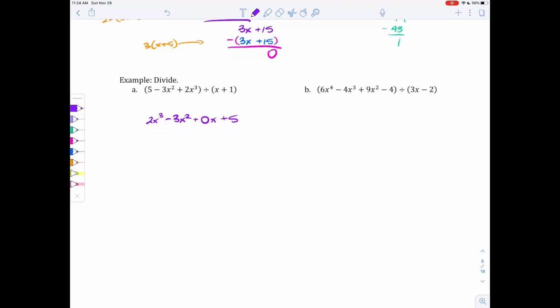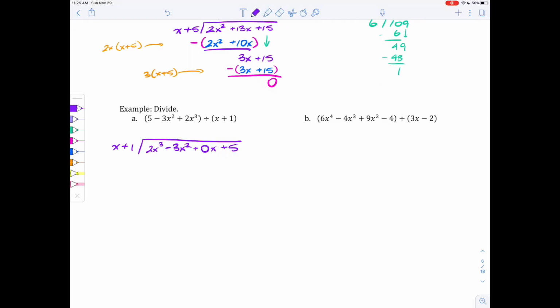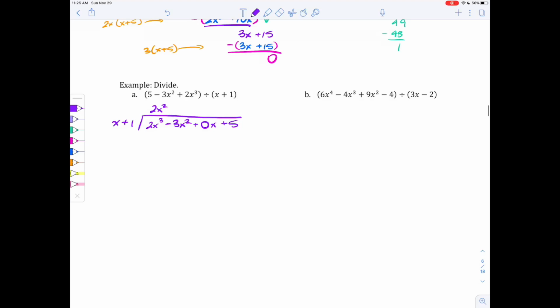And then with that being done, plunk that there, and we're saying dividing by x plus 1. Again, as I do this, I'm taking a look at just this x and how it goes into each next term. So x going into 2x cubed. For that, what color did I use? Oh, it's still purple. X goes into 2x cubed, 2x squared times.